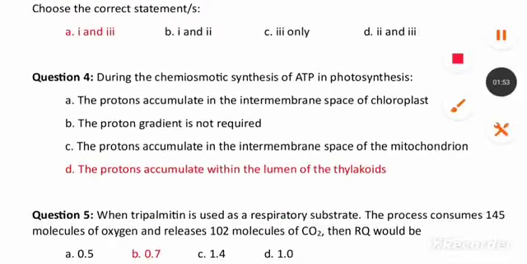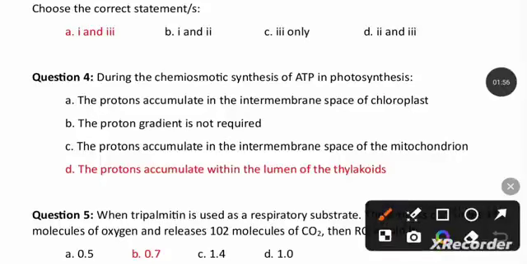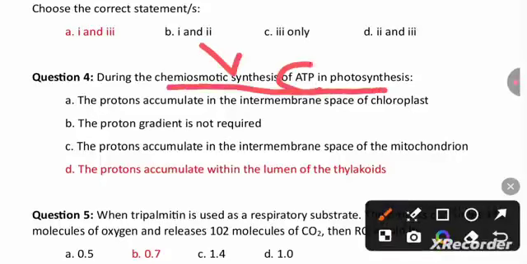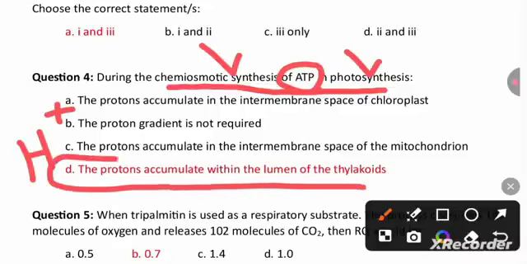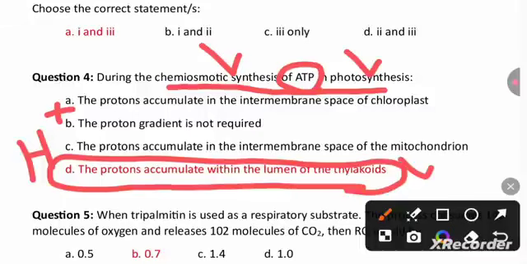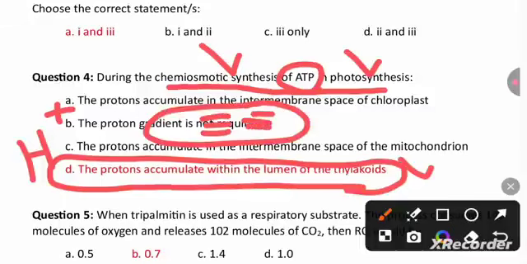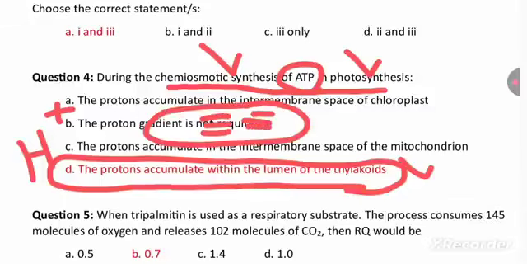During chemiosmotic synthesis of ATP in photosynthesis, the chemiosmotic process is for ATP synthesis during photosynthesis in the chloroplast. During this process, the proton H+ accumulates within the lumen of the thylakoid. Thylakoids are present in the chloroplast. So in the lumen of the thylakoid, we can find the accumulation of H+ ions.